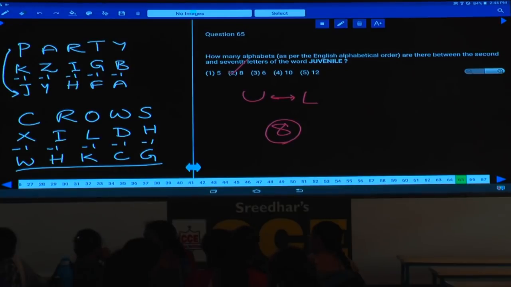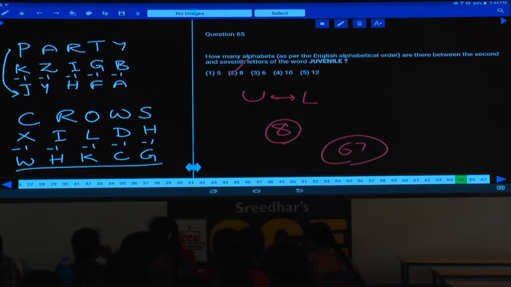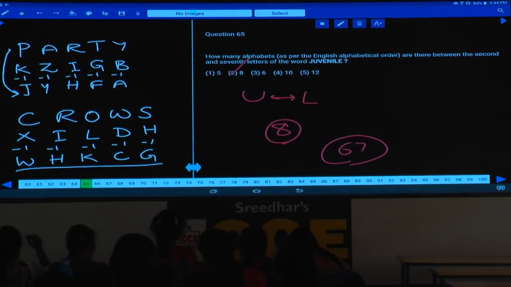Done with this. Now this is about paper number 67, question numbers 31 to 65. The next one, question numbers 91 to 95. Number series.